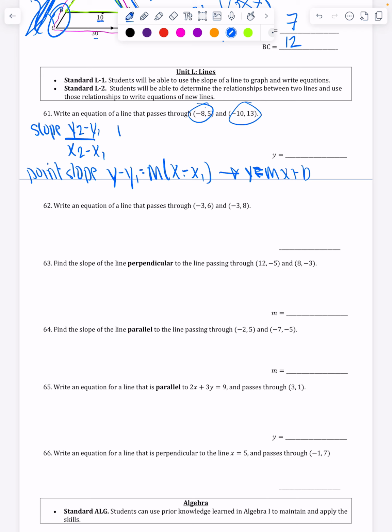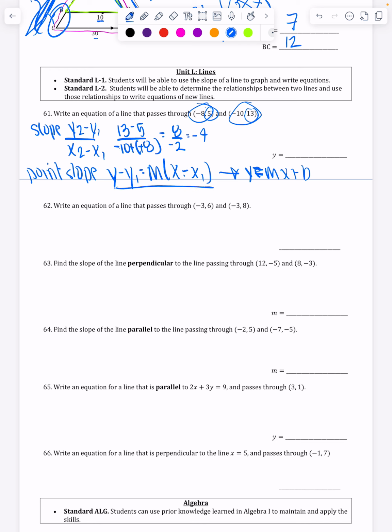Okay, so first things first, let's go ahead and find our slope. I'm going to do 13 and subtract, so I'm using this 13 and I'm subtracting this 5. And I'm putting it over -10 minus -8. All right, so 13 minus 5 is 8. And -10 and a positive 8 are a -2. So 8 divided by -2 is simply -4. So now we're going to plug it into this point slope formula.